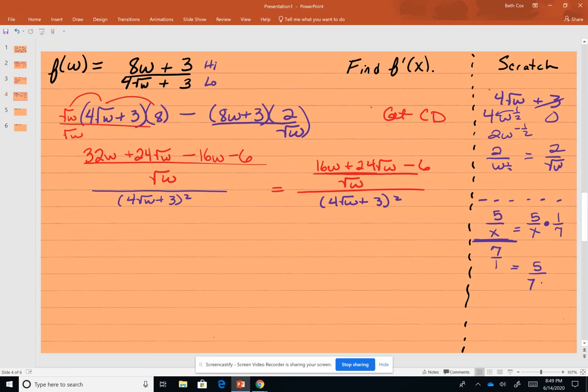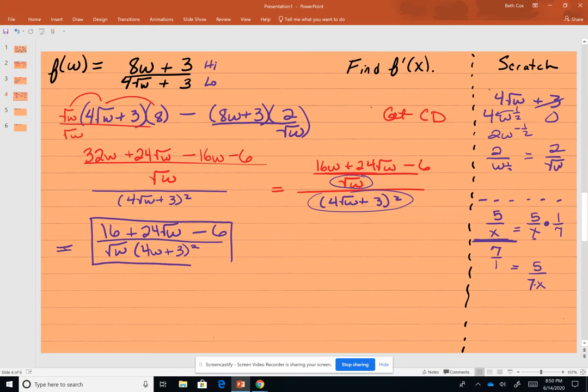And so that becomes 5, and then the x and the 7 just multiply each other. So basically what's happening is this denominator and this denominator just turn into the single denominator. And that's it. So I've got the little one in the front, and then I'll have the binomial squared second. That is my official answer.